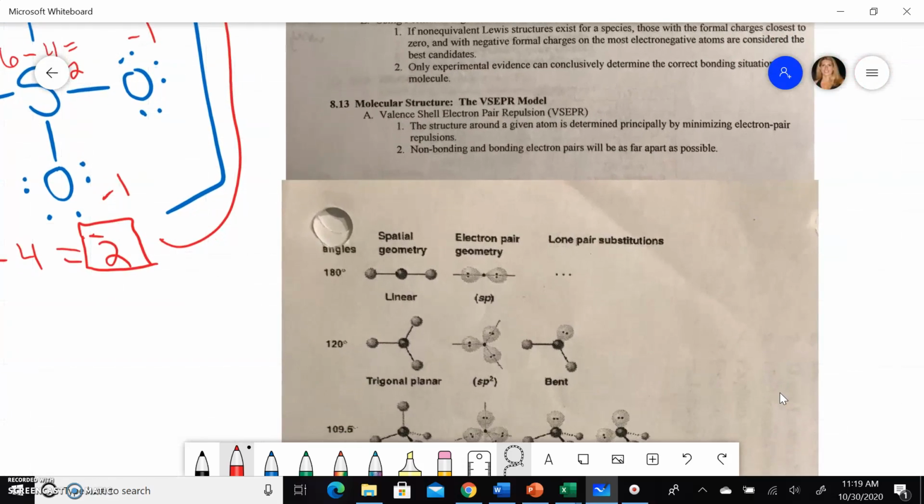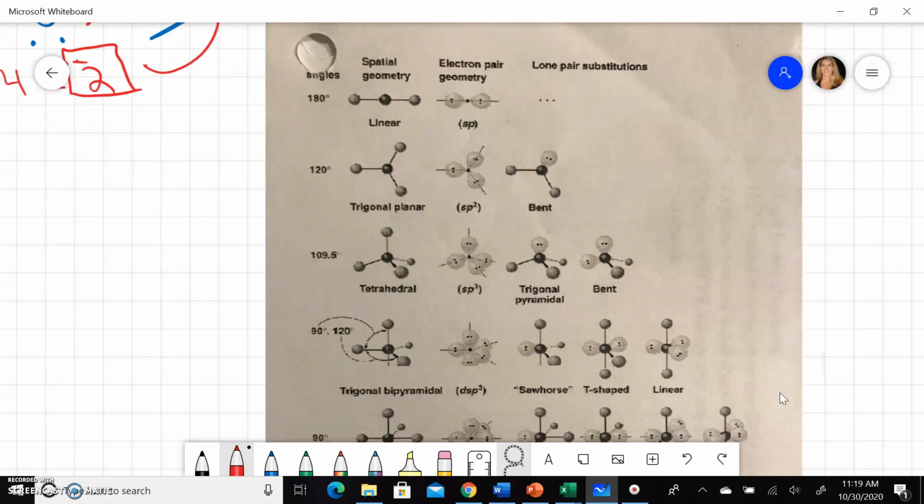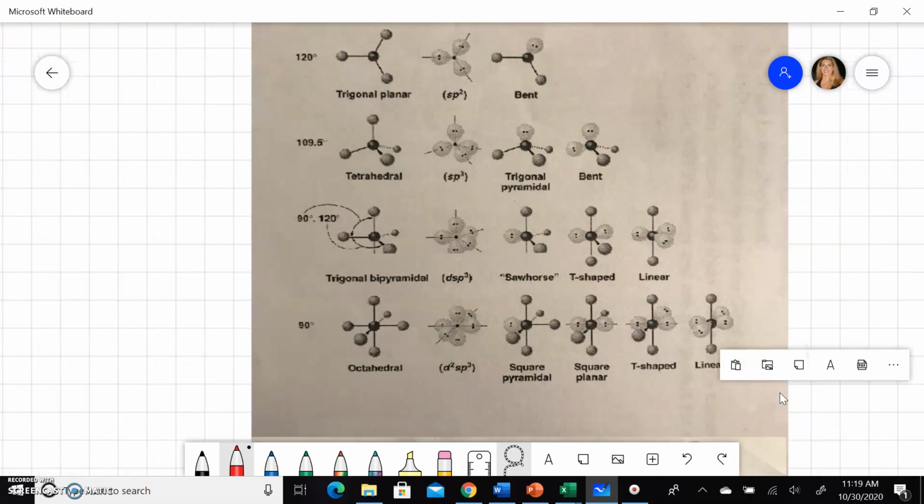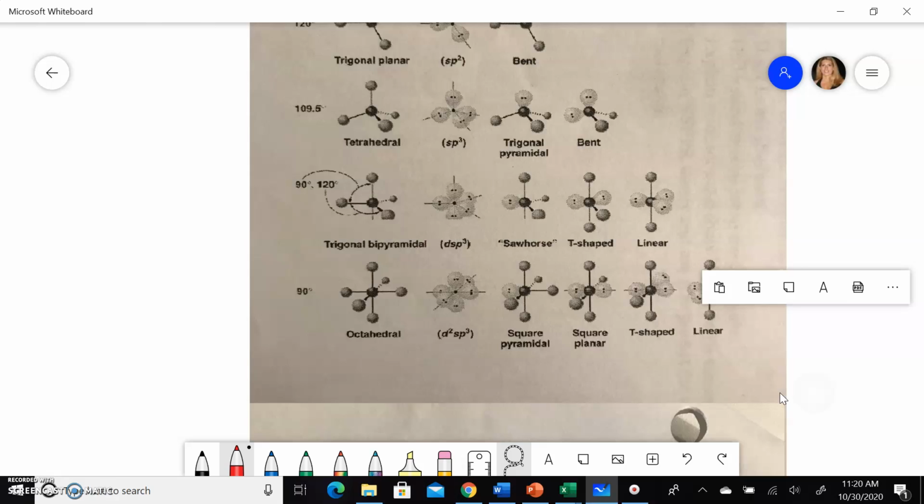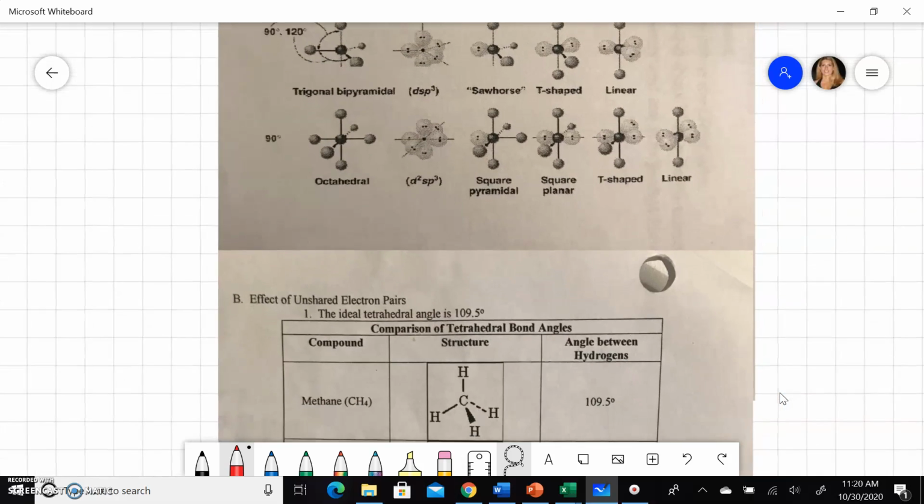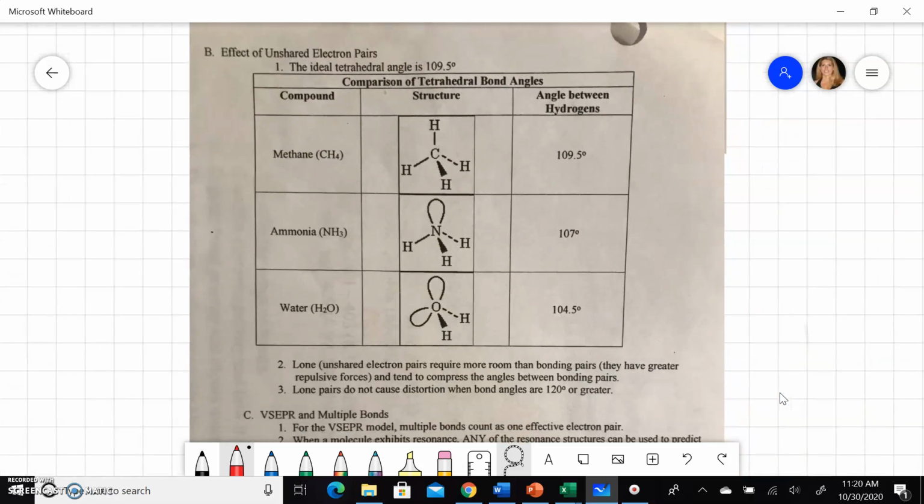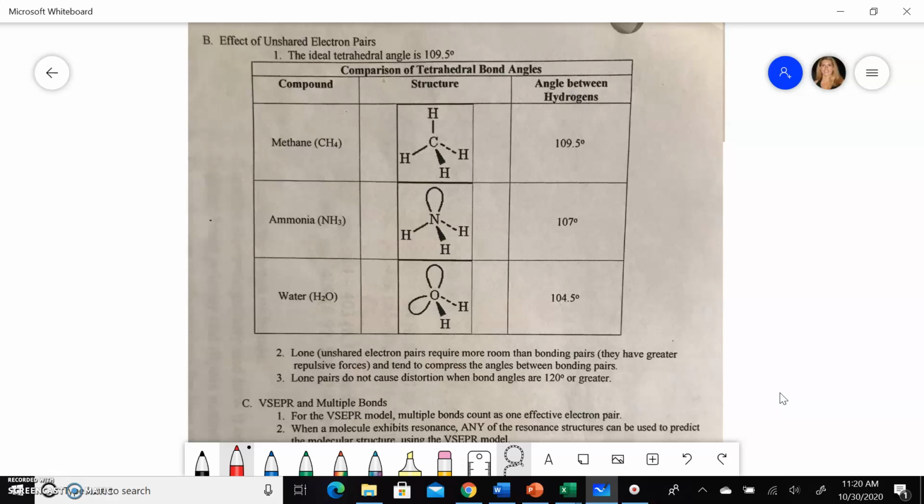And then we already talked about VSEPR theory. Make sure you know what that stands for and be able to explain it. This is just a picture to help you visualize all the different shapes. It kind of puts them together. So if you need a quick reference for the different shapes that we've been talking about, you can look here. And if you look down here, we talked about in one of the other videos that electron clouds take up more space than an atom, so they push harder.